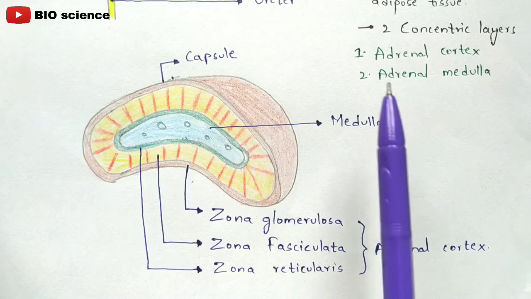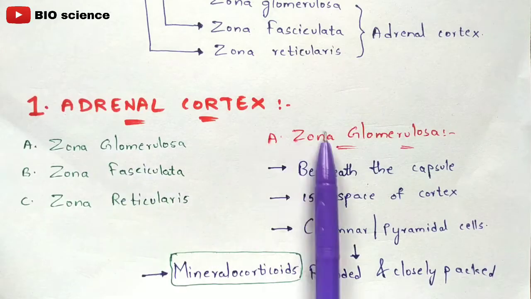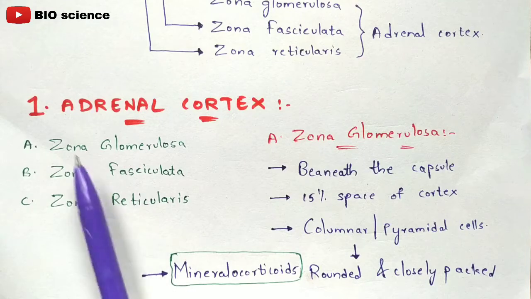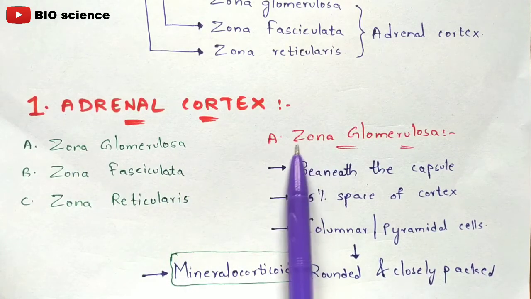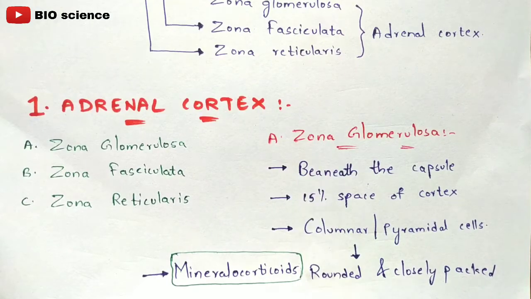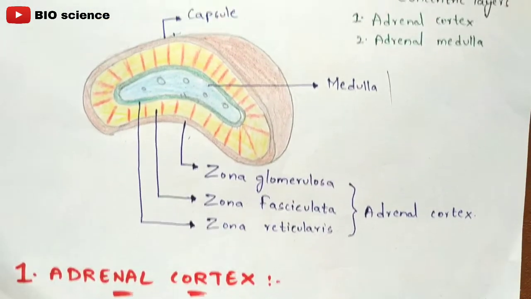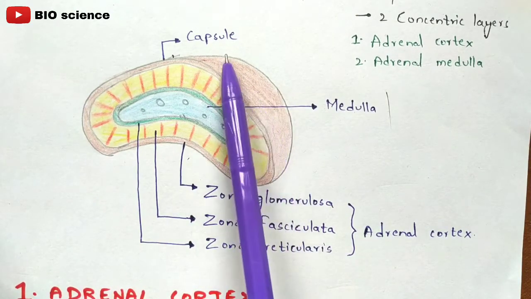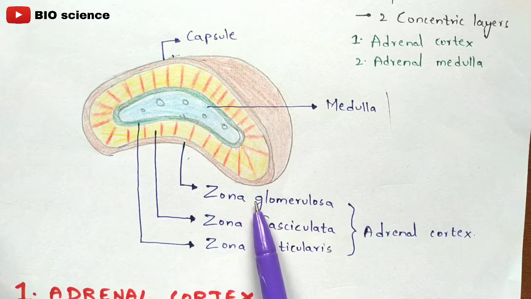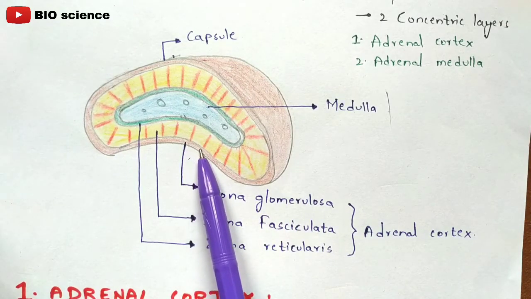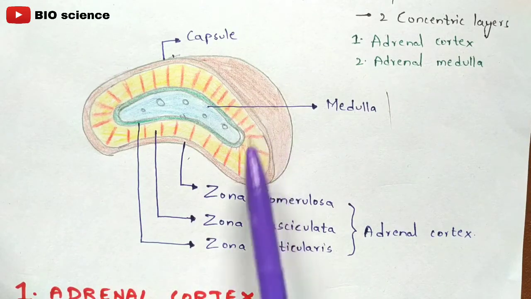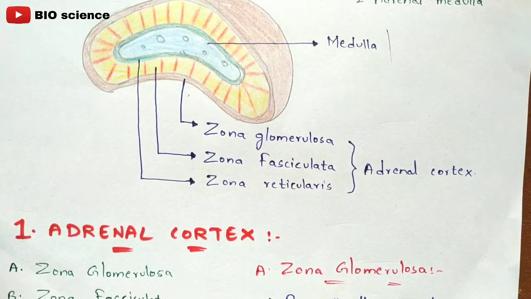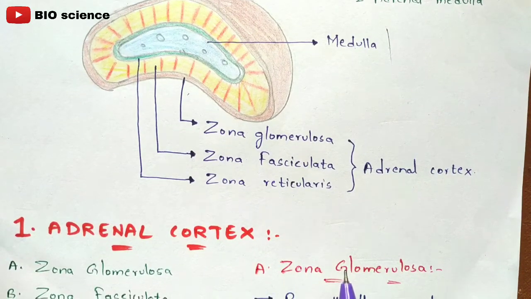Firstly let us discuss the adrenal cortex. I said that the adrenal cortex contains three layers: zona glomerulosa, zona fasciculata and zona reticularis. Firstly let us discuss the zona glomerulosa. The zona glomerulosa is present beneath the capsule, as you can see in the diagram. The outer layer is called the capsule. Beneath this capsule, the layer called zona glomerulosa is present. The capsule is the outermost layer, and the zona glomerulosa is just present beneath it.